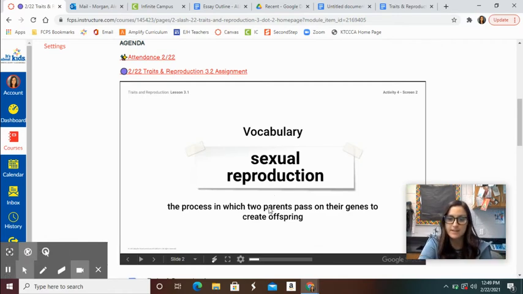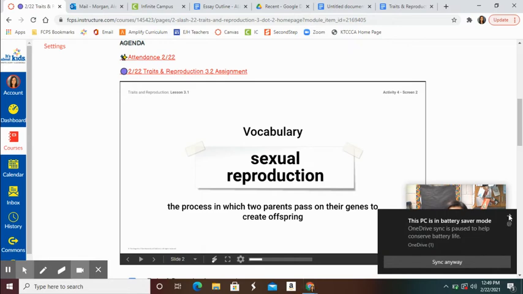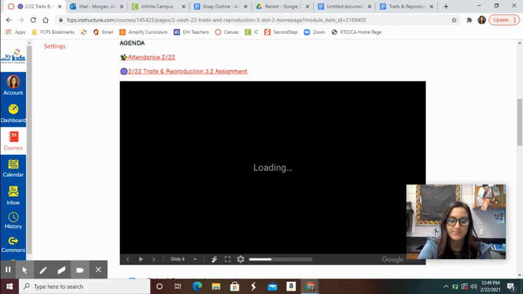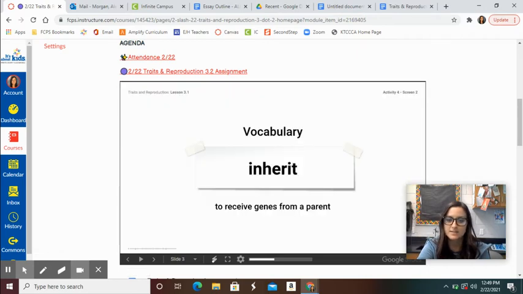So here is the definition for sexual reproduction. That is the process in which two parents pass on their genes to create offspring. So that is the process of fertilization, sperm and egg, all of that to pass on those genes. And then the other definition you're going to add is inherit. To inherit is to receive genes from a parent. So add both of those in your notebook.